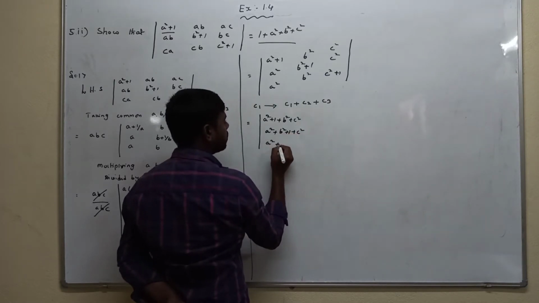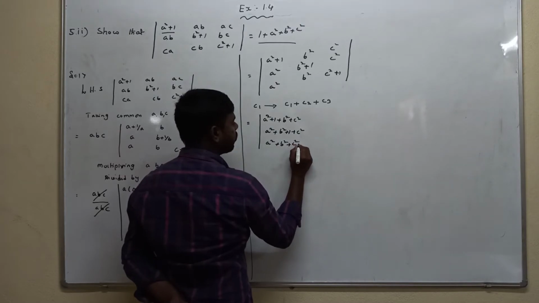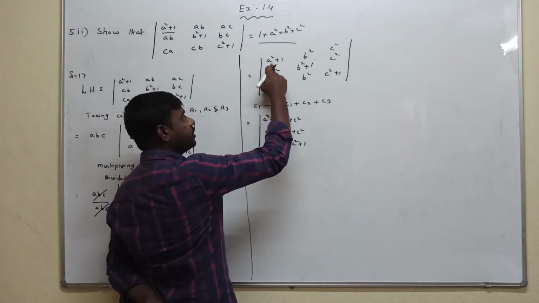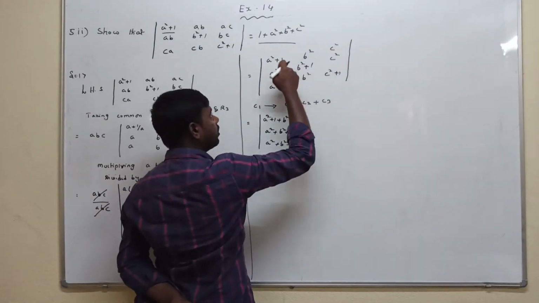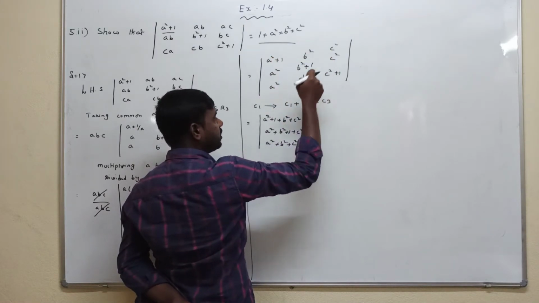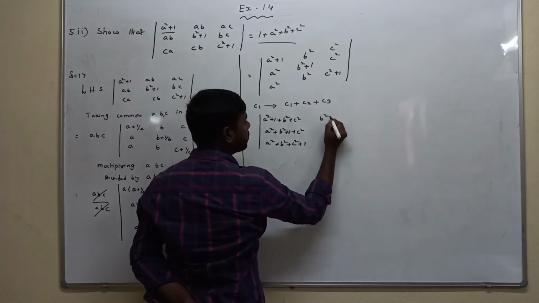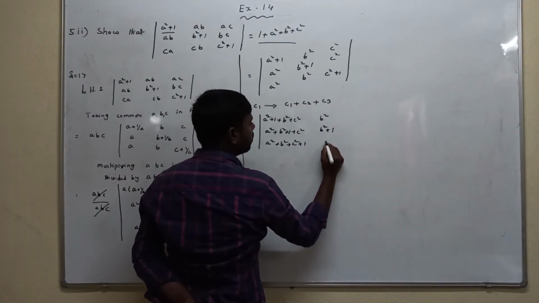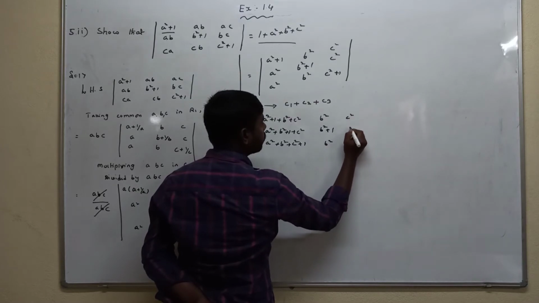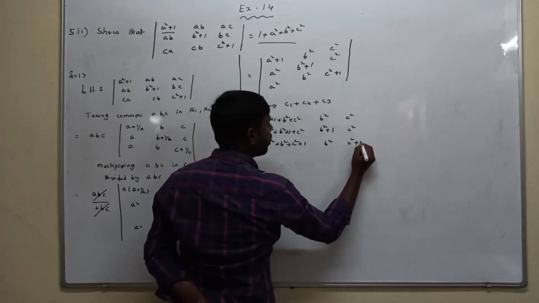A square plus B square plus C square plus 1. Now C1 changes to C1 plus C2 plus C3. Apply condition. Second column, third column do not change. That's correct as B square, B square plus 1, B square. C square, C square, C square plus 1.